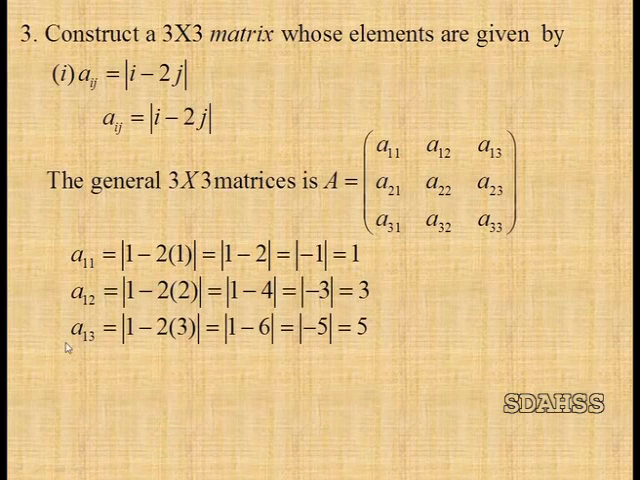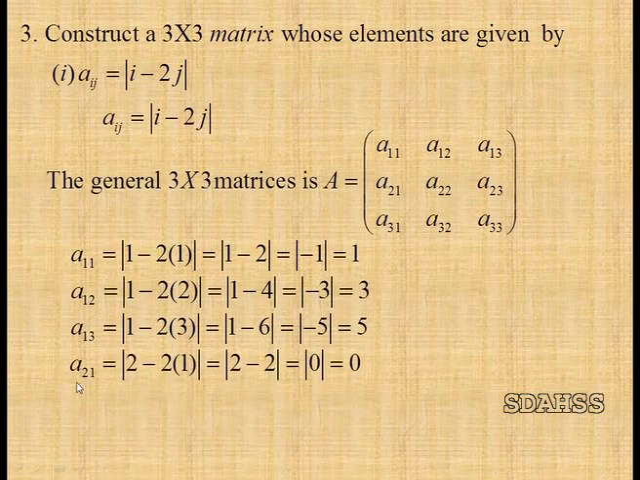Then find A13. A13 means substitute i is equal to 1, j is equal to 3. Then you have modulus of 1 minus 2 into 3, 6. So 1 minus 6 is minus 5. Modulus of minus 5 becomes plus 5. Then find A21. A21 means substitute i is equal to 2, j is equal to 1. Then you have modulus of 2 minus 2 into 1, which is 2 minus 2, that is 0.